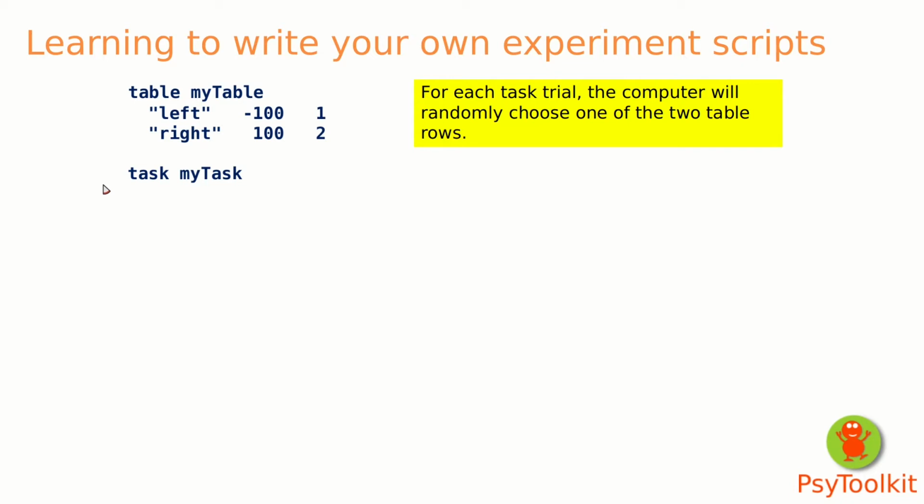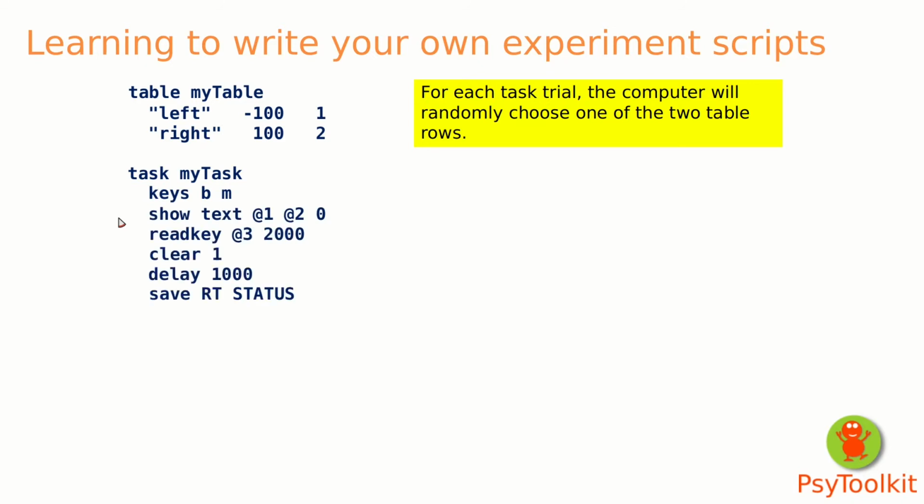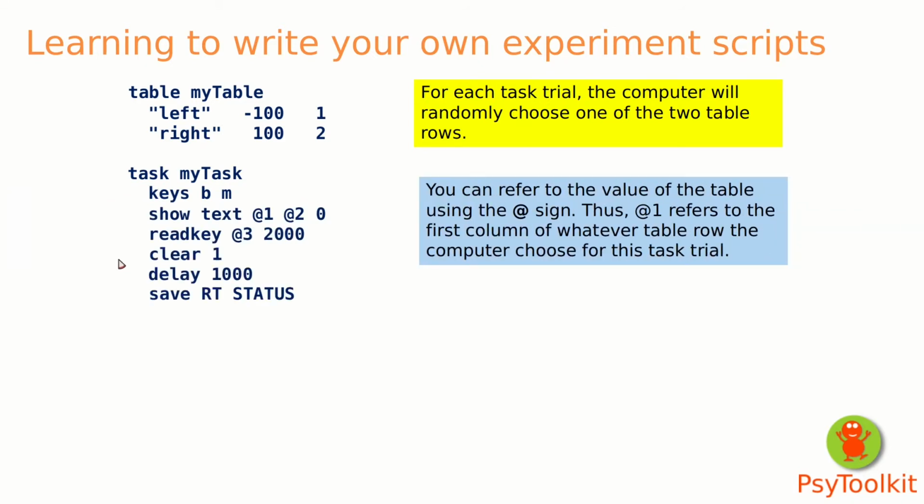Then you have your task. Again, let's call it my task, and we have some more complicated text here. I'm going to explain it in detail, but one of the things that's new here is that you have these @ signs. You can refer to the value of the table using the @ sign. Thus, @1, for example, here refers to the first column of whatever row the computer chose for the task trial. So we will look into that in detail later.